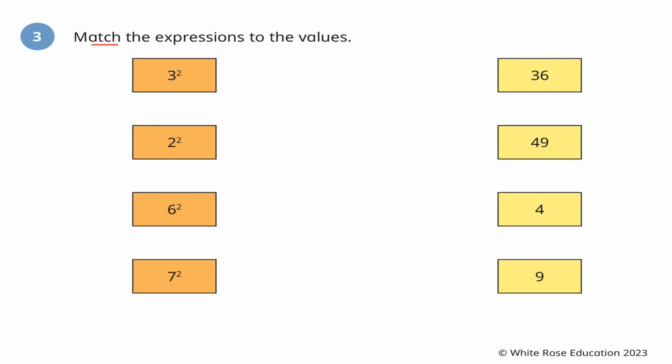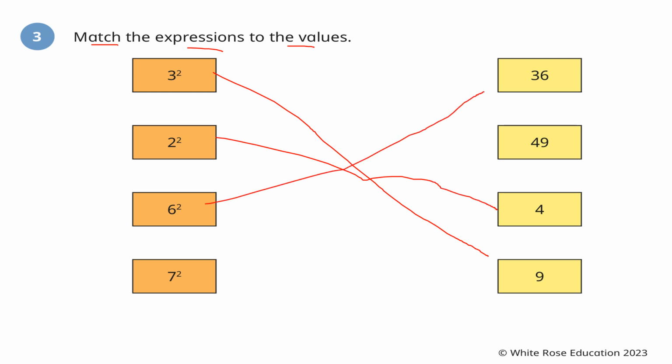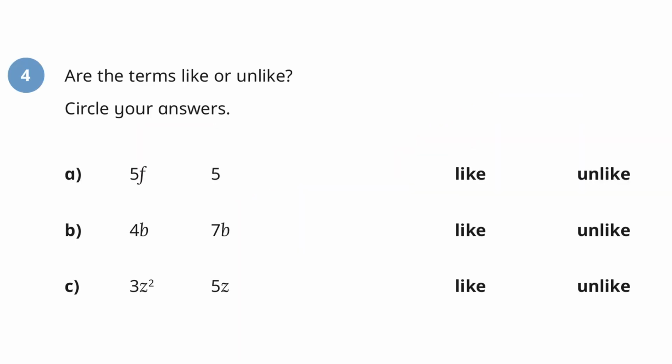Question number 3, match the expressions to the values. So 3 squared means 3 times 3, which should be 9. 2 squared is going to be 2 times 2, which is 4. 6 squared is going to be 6 times 6, which will be 36. And then lastly, 7 squared, 7 times 7 is 49. So these are what I call square numbers. So 36, 49, 4, and 9 are square numbers, i.e. I can take the square root of it and go back to the original number. The square root of a number is the opposite to squaring. It's the inverse operation.